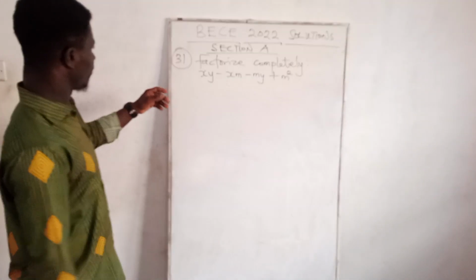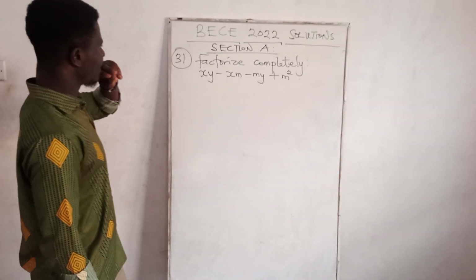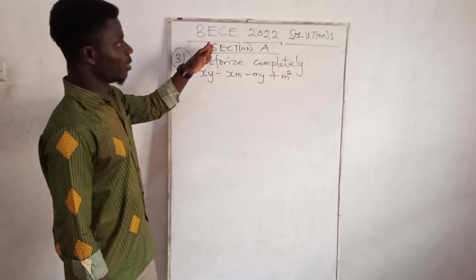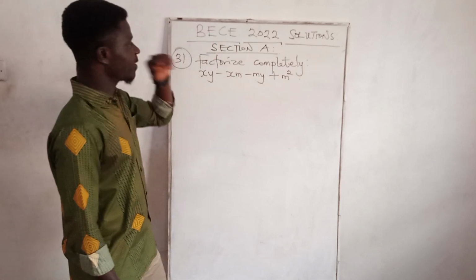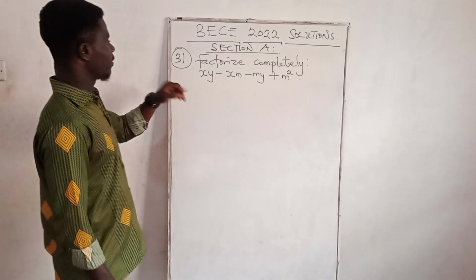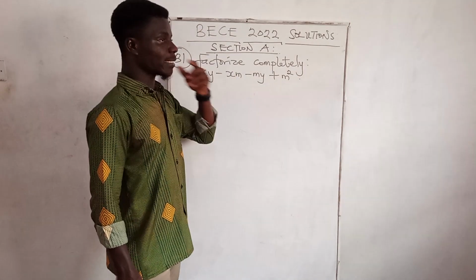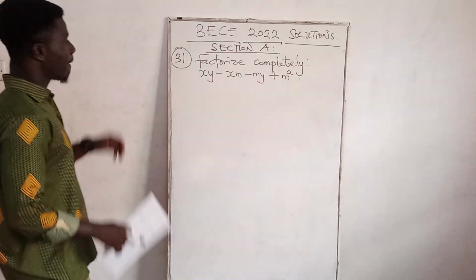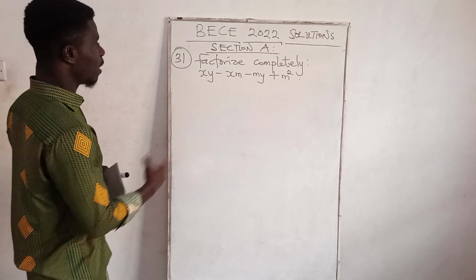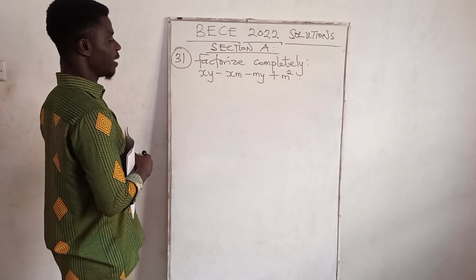All right, so question 31, still on WAEC BECE 2022 solutions, section A. Factorize completely: xy minus xm minus my plus m squared. Now let's see how best we can solve this.